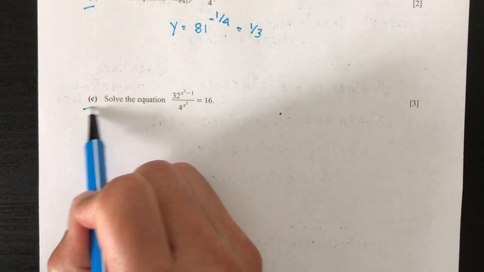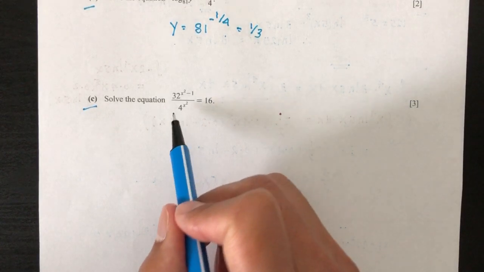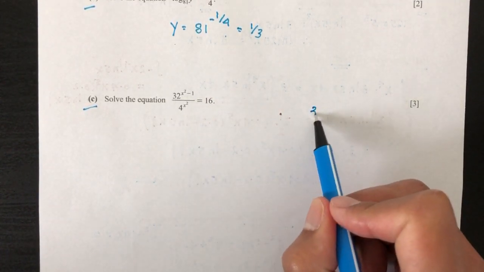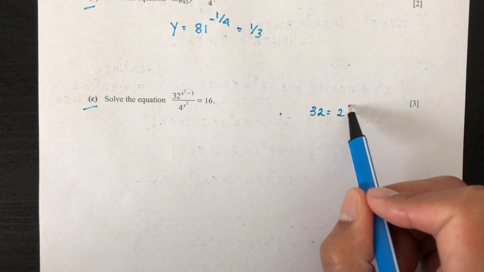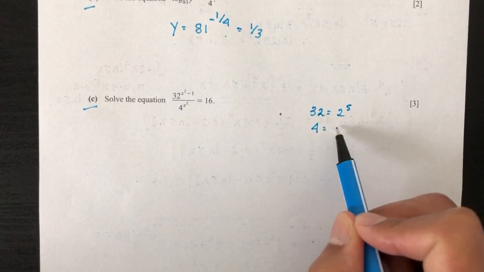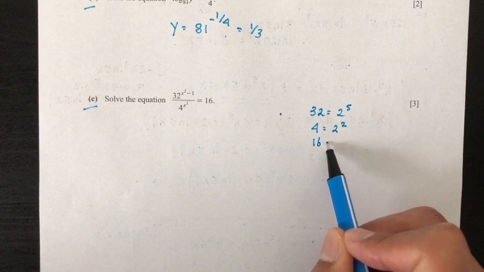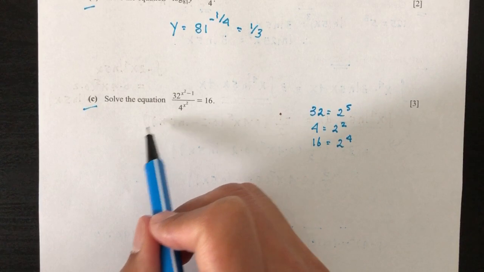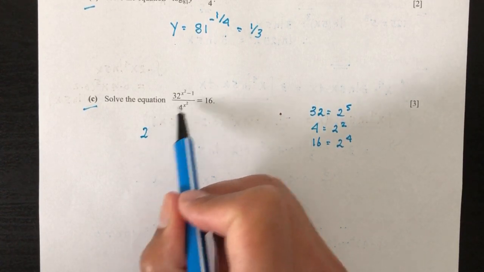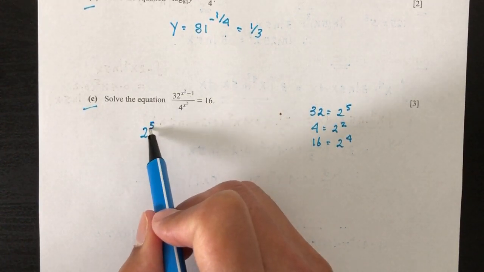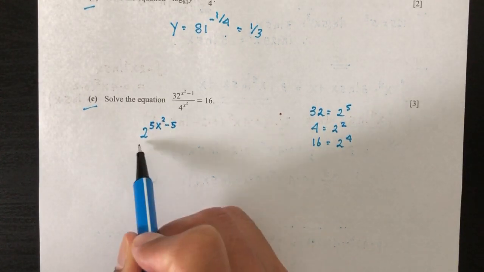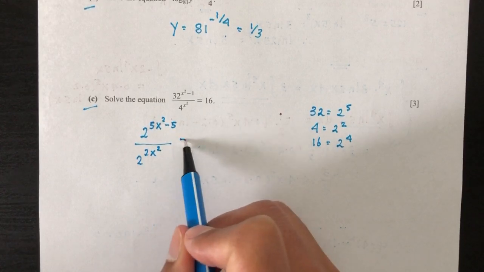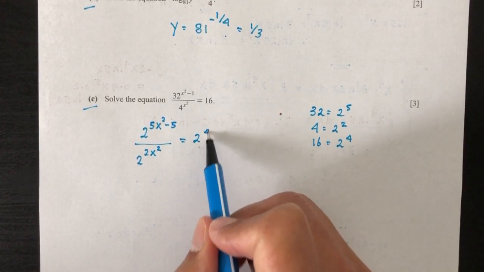Now for part C, solve this equation. So if you observe, all these 4, 16, and 32 can be written as powers of 2. 32 is what? It is 2 power 5. 4 is 2 power 2. 16 is 2 power 4. Now replace all this back. On top, 2 power 5, so 5 times the top, you will have 5x squared minus 5. The base will become 2 power 2x squared. 16 will be 2 power 4.